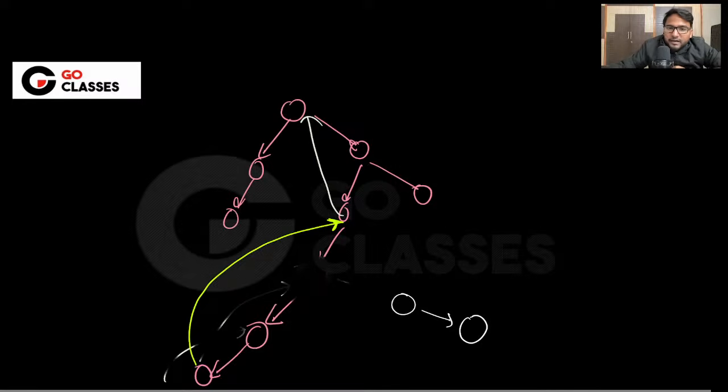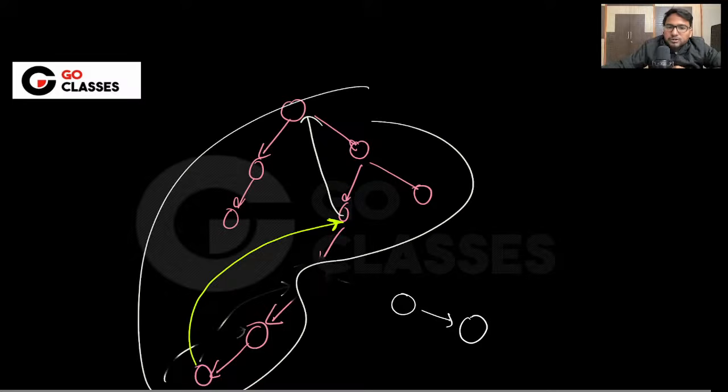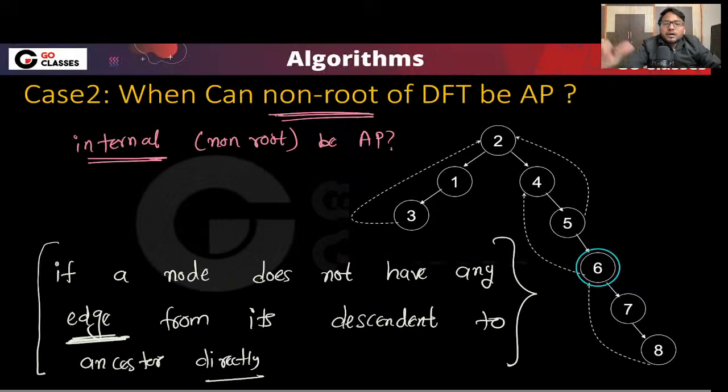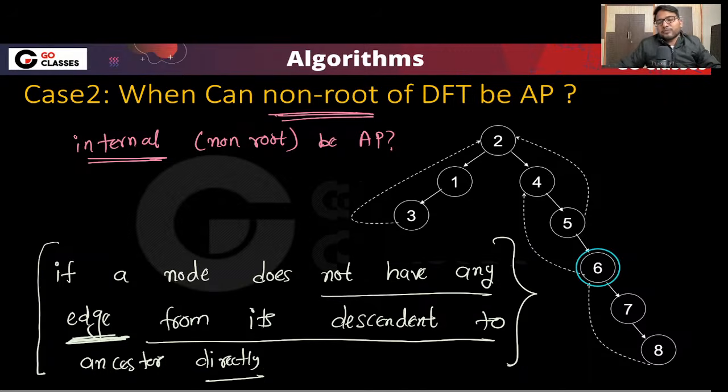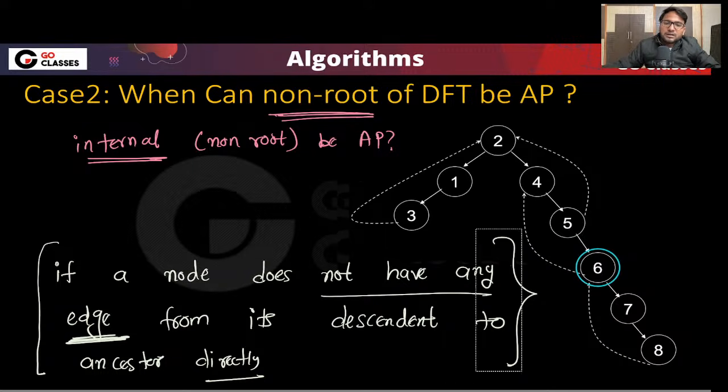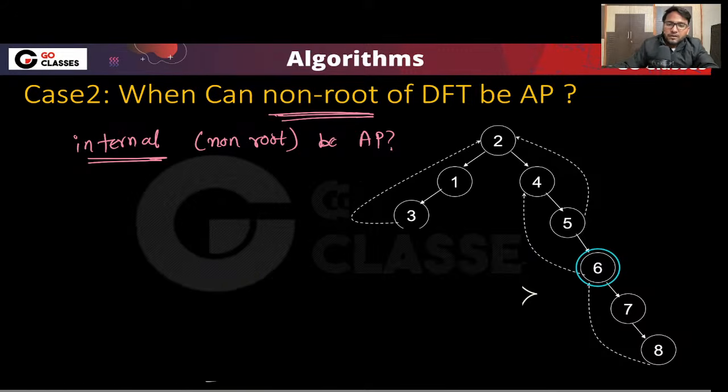If you remove this, see, this part is definitely connected using this, but what about this part? This part got disconnected, isn't it? So what I'm trying to say is that in the definition we have written, a non-root can be an articulation point if it does not have any edge from its descendant to ancestor directly. But even if it has, then at least this should be true for one subtree. Which means the only thing that I need to modify here is this, and this is the correct definition.